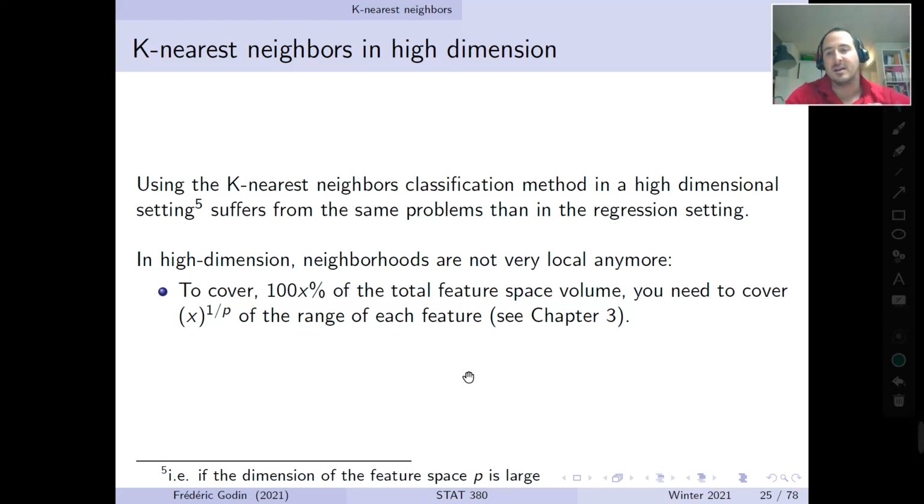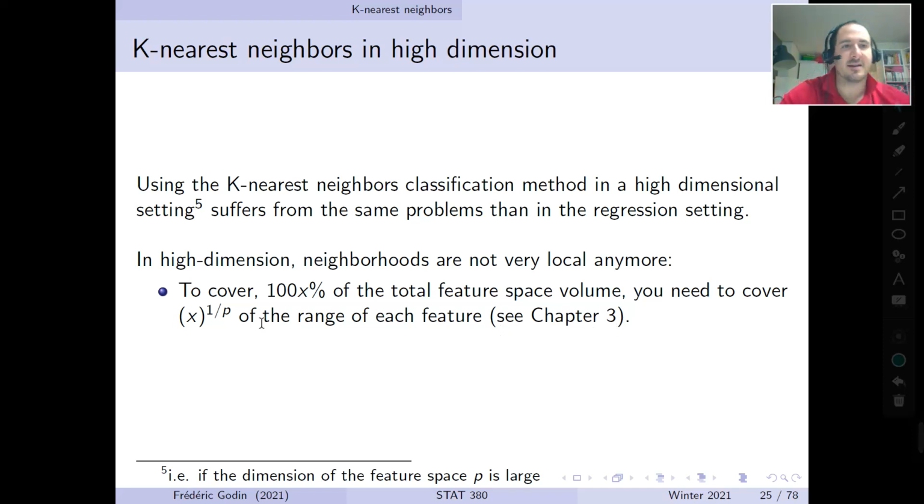But the idea here is that if we wanted to cover 100 times x percent of the total feature space volume, we need to cover for each individual predictor a range denoted by x to the power 1 over p for each feature. So you can go back to here. I wrote chapter 2. I'm not sure if it's chapter 2 or 3 exactly. Probably it's chapter 3. Sorry, I said chapter 2, but chapter 3 instead.